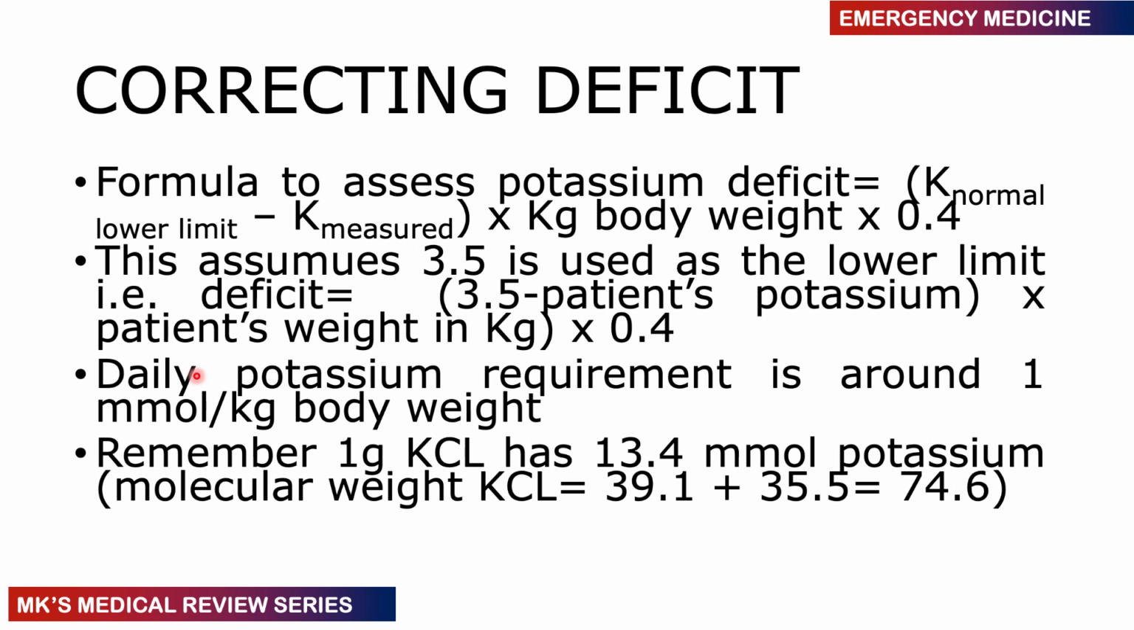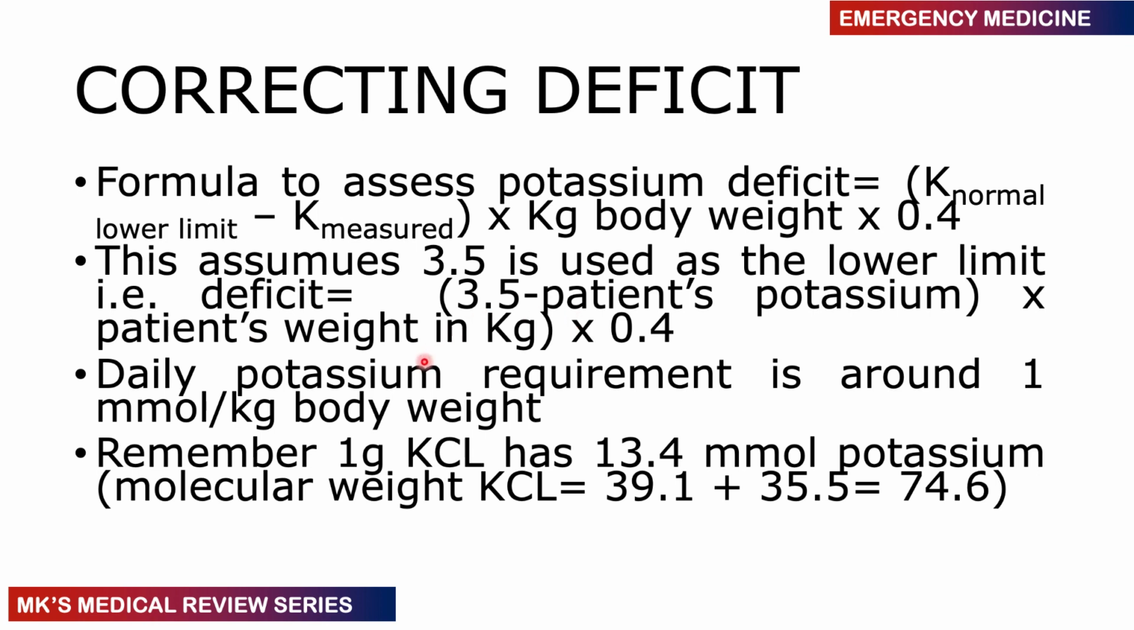So there are formulas that you can actually use in terms of correcting the deficit of potassium, and one formula I want you to keep in mind is the one that uses a lower threshold of 3.5. So you're going to say the lower limit of potassium minus the measured potassium of that patient, multiplied by the weight of the patient in kilograms, multiplied by 0.4. 0.4 is the constant. So: 3.5 minus the patient's potassium, multiplied by the weight of the patient, multiplied by 0.4.